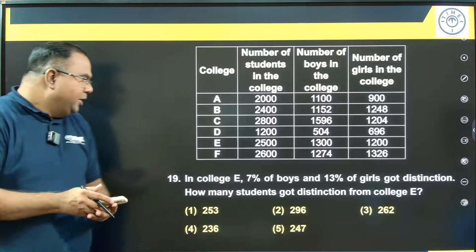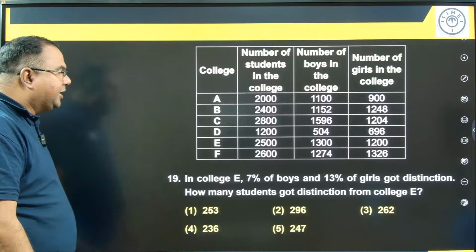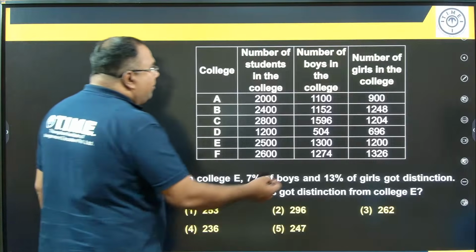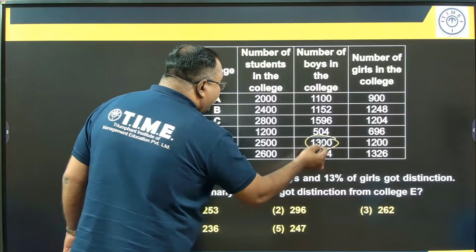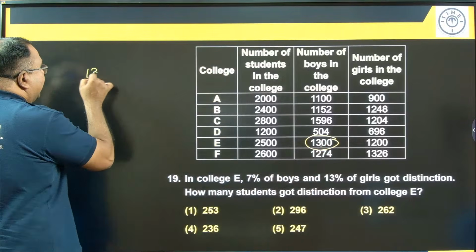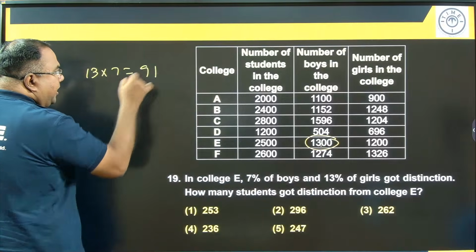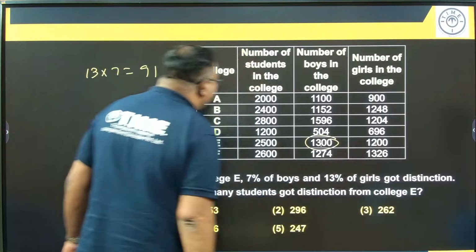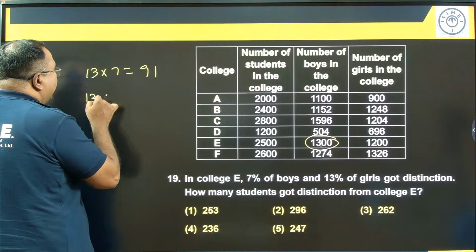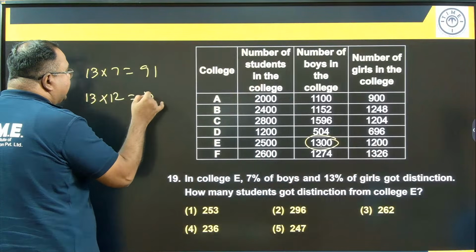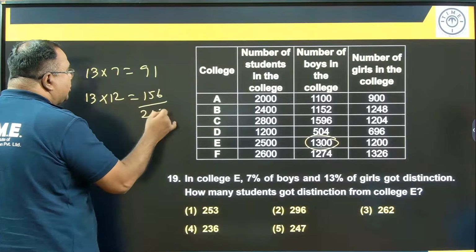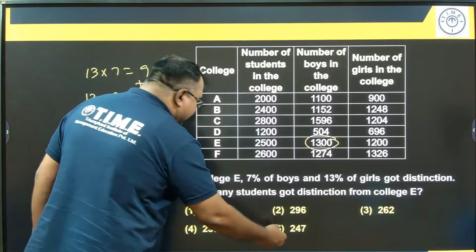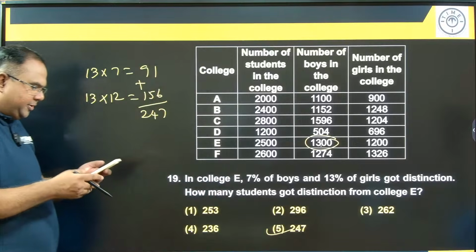Superb. Let's move on. So 7% of the boys and 13% of the girls got distinction. How many students got distinction in college E? In college E, boys are 1300. 1% is 13, so 7% is 13 into 7, 91. In girls, 13% got distinction. 1% is 12, so 13% is 13 into 12, 156. If I add, the total number of students who got distinction should be 247. 247 is present in choice 5. Correct answers, ma.